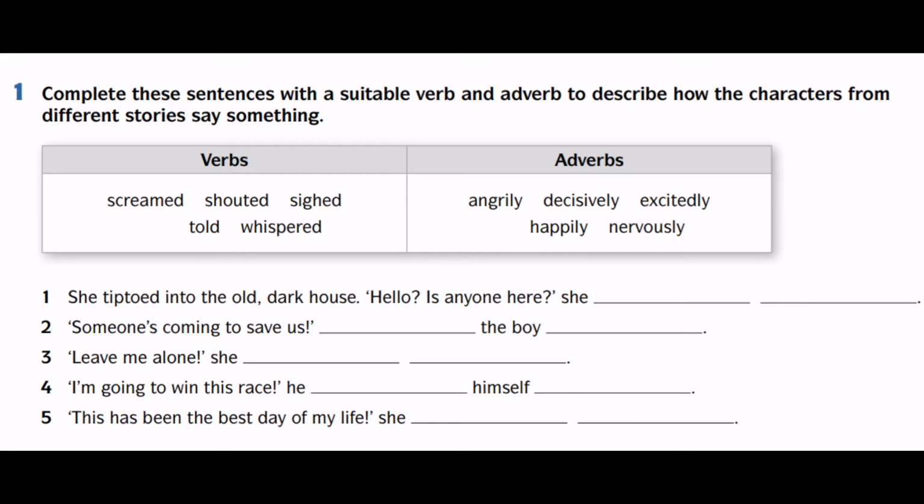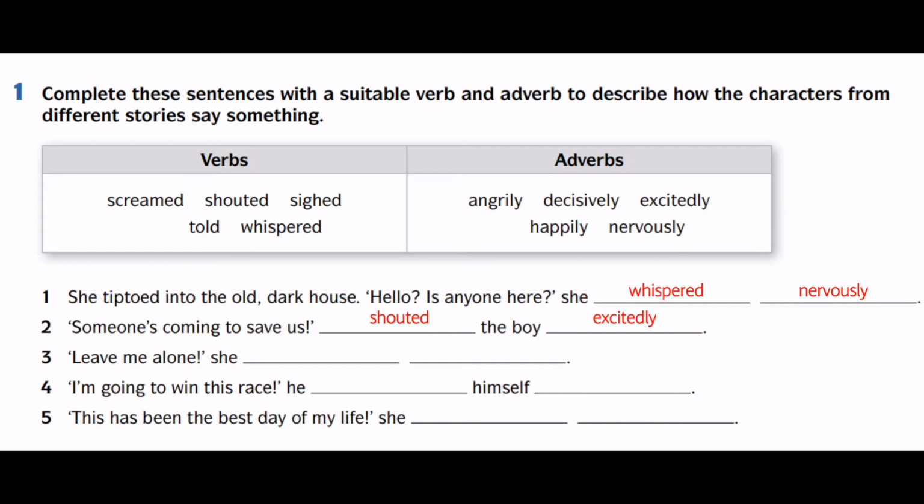Okay, the first one. She tiptoed into the old dark house. "Hello, is anyone here?" she whispered nervously. Okay, we can imagine the situation. She entered the old dark house. So, of course, she has to whisper nervously, "Hello, is anyone here?" Okay, like that. Now, number two: "Someone's coming to save us," shouted the boy excitedly. Okay, imagine you are being kidnapped, for example. So, when someone is coming to save you, for sure you would shout excitedly.